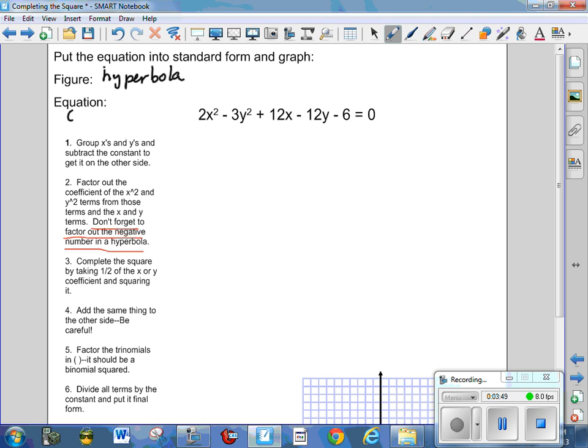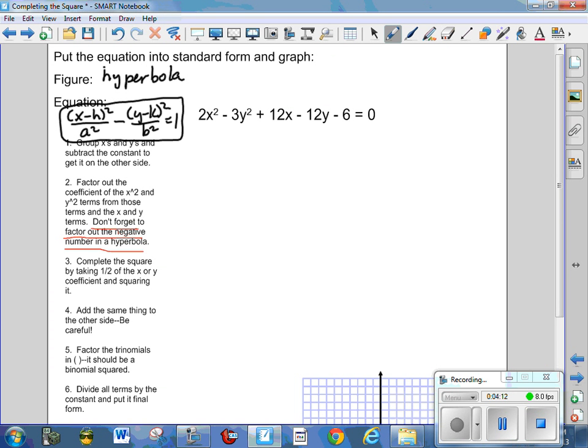So you're trying to get to something like this: x minus h squared over a squared minus y minus k squared over b squared equals 1. So my goal is to end up with an equation that looks like that at the end. Now it could be that the y will be the positive one and the x will be the negative one. I'm not sure when I start solving which one it's going to end up to be, but it's going to look something like that.